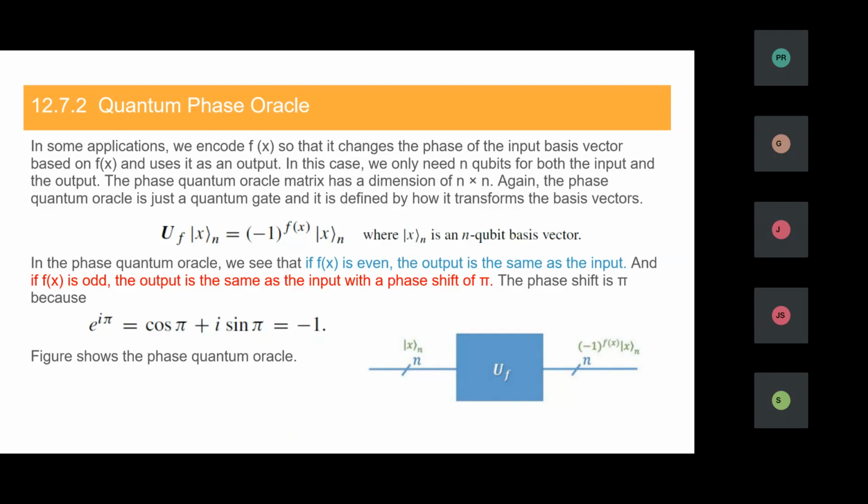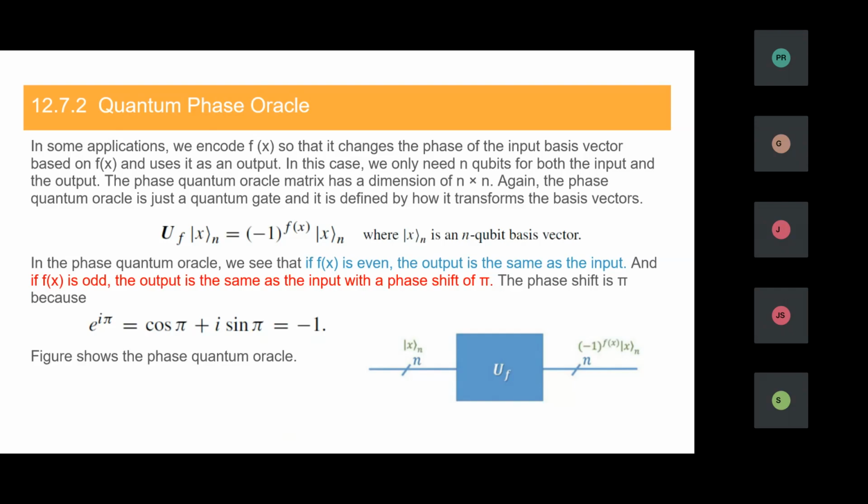Okay, so this f(x), as an implementation of an oracle, works on that minus 1, and that particular minus 1 is the factor which is responsible for producing the so-called phase shift. And remember, for a value of x, if that f(x) works out to be even, obviously minus 1 raised to the power of any even power would be equal to 1, so that the output is the same as the input. Whereas if f(x) is odd, minus 1 raised to the power of any odd value would be equal to minus 1.